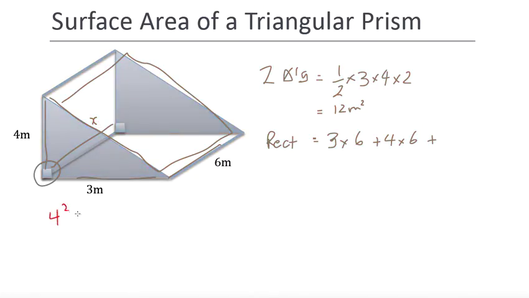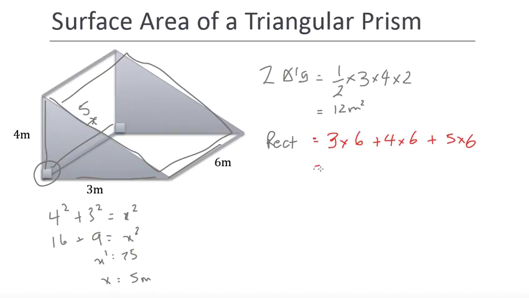So 4 squared plus 3 squared equals x squared, where x is the hypotenuse. So the sum of the 2 shorter sides squared equals the hypotenuse squared. And a little bit of work on your calculator. 16 plus 9 equals x squared equals 25. So that means x equals 5. Now that's 5 meters. So what we can do is we can put a 5 here. Now I can work out the area of this rectangle by doing 5 times 6.